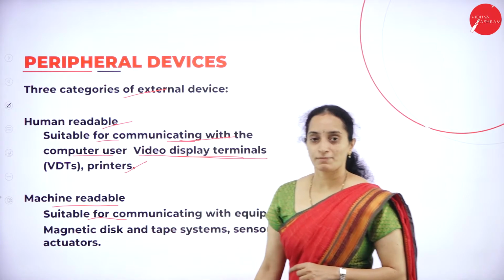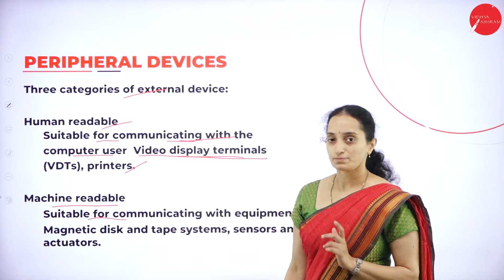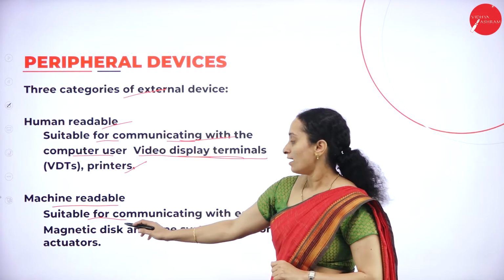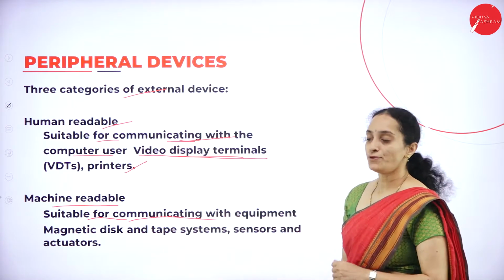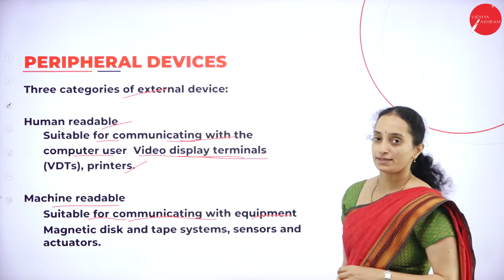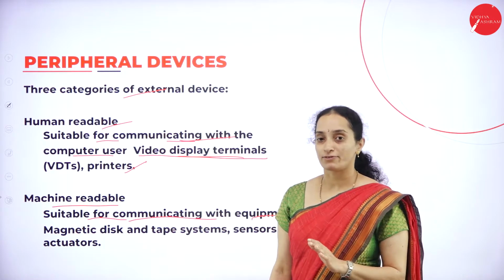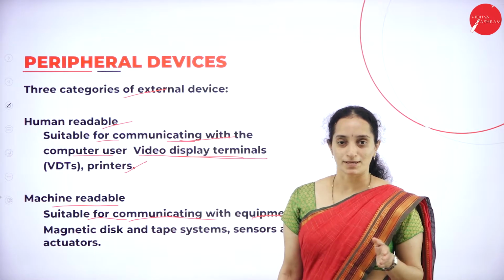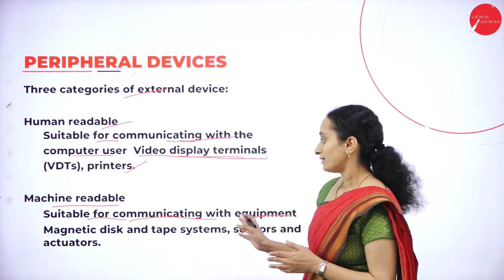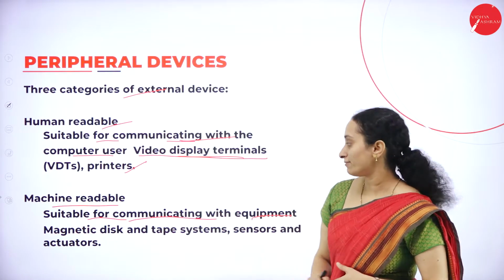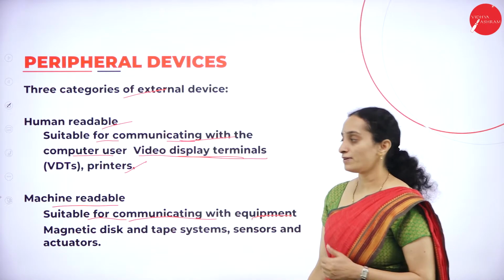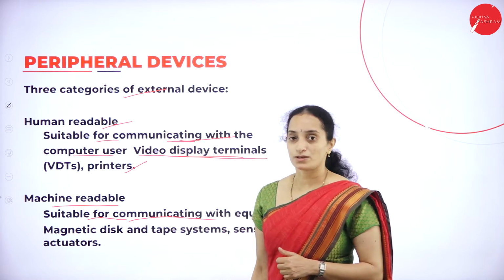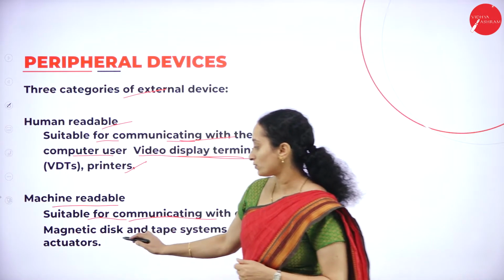Machine readable peripheral devices or external devices are suitable for communicating with equipment. They are communicating with equipment, not the human beings or the users. The machine readable peripheral devices will communicate with the computer equipments. What are those equipments?